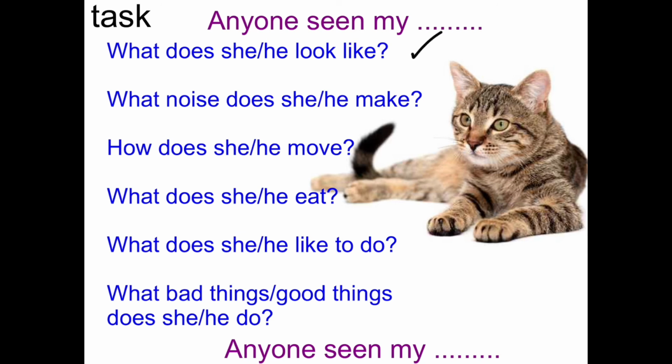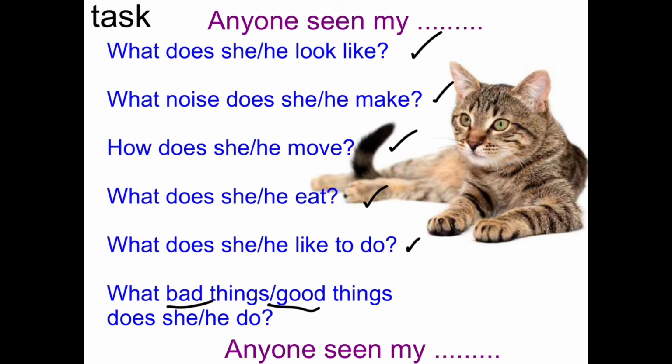And so you could think, what noise do they make? Is it like loud and barky? Or are they purry? Do they purr? Do they meow? And then how do they move? Do they pounce? Do they jump? Do they run? Are they lazy? So do they just sit around all day watching the telly? What do they eat? Do they like smelly fish food? Do they like chewing on bones? And things that they like to do. So they might have little habits. They might be nice things that they do, or they might be really annoying habits that they've got. And that makes you think about what bad things they might do or what good things they might do. And then you finish your poem with the same starter. So anyone seen my? And that's how you finish it.